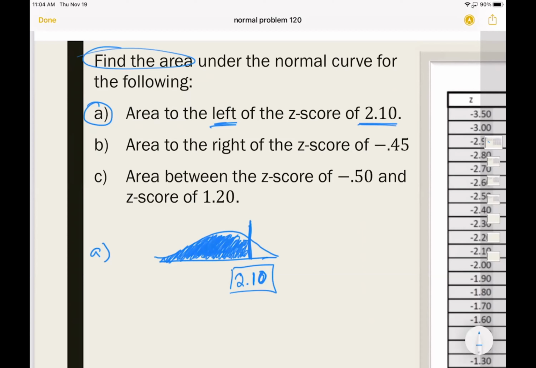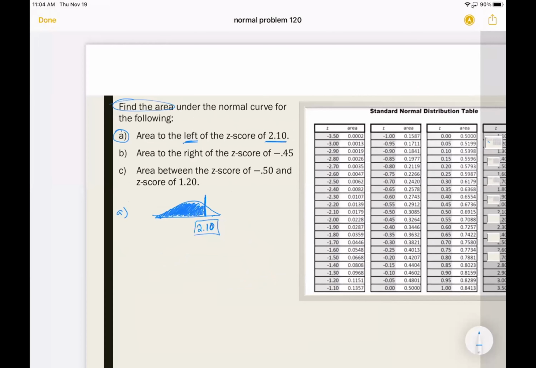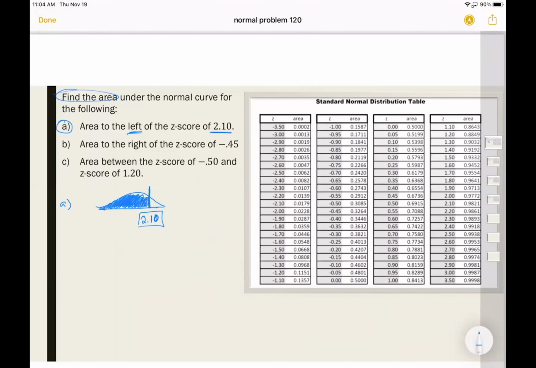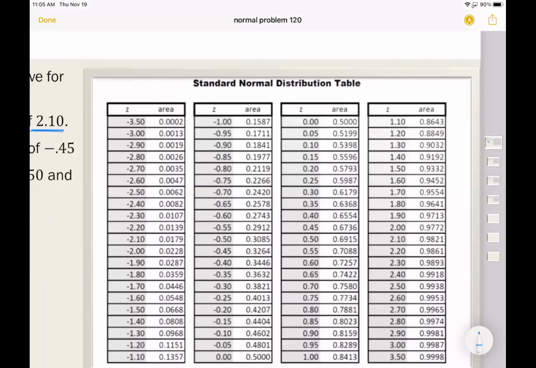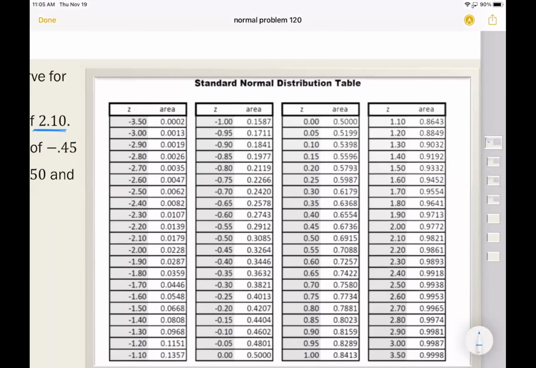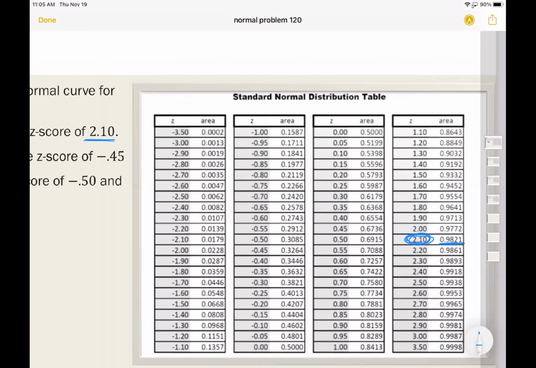I told you guys that for the area to the left, life is good, because the answer is in your table. This table will be presented to you on your final exam, on your test. We're looking for the z of 2.1. Where's my z of 2.1? Do you see that my z of 2.1 is right here? Whatever this area is, 0.9821, that is the area to the left.